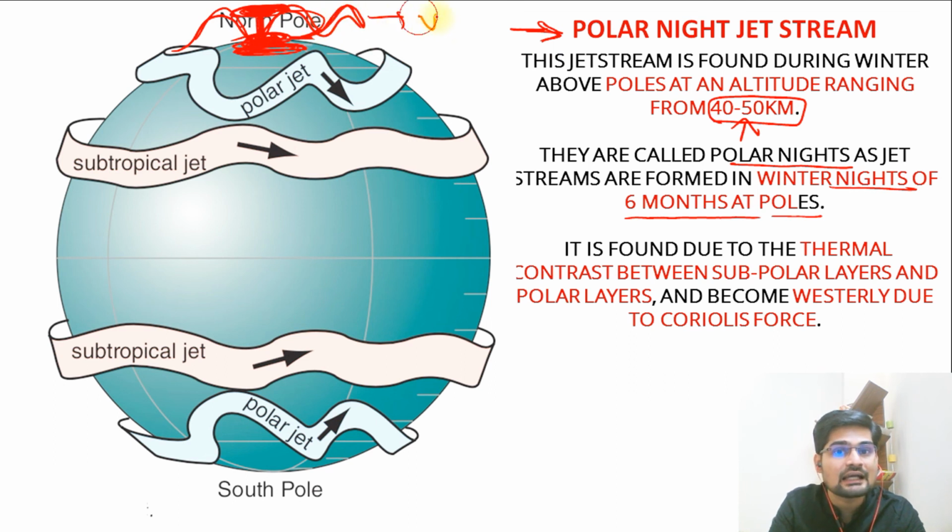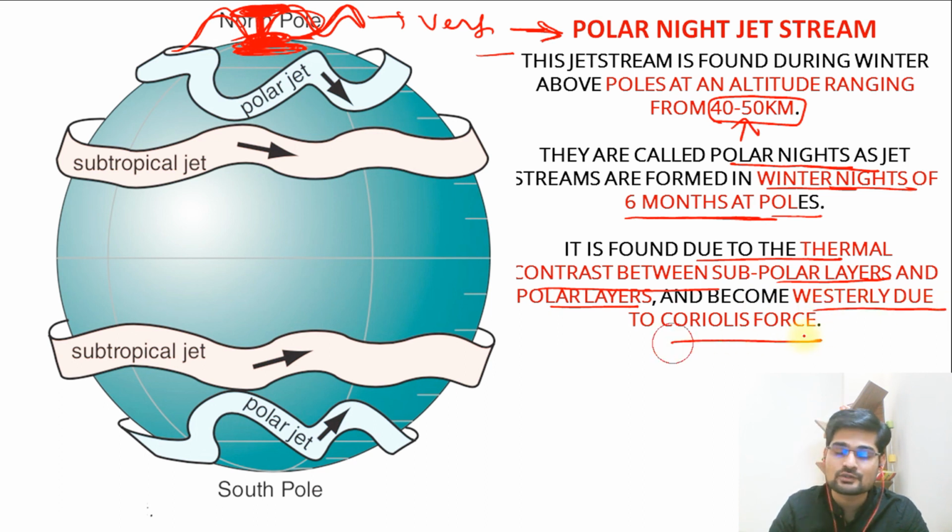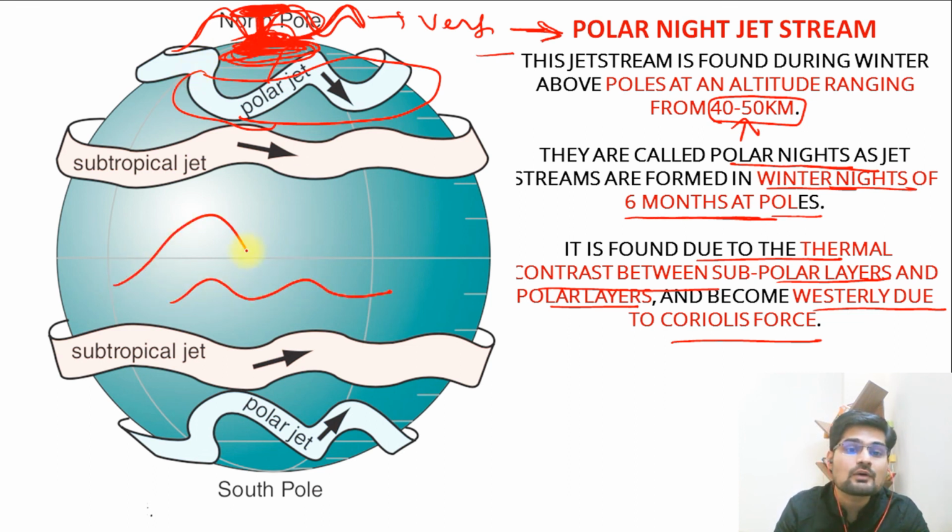Now this is a vertical kind of jet stream that you see. They are called polar night jet streams as they are formed during the extremely long winter nights, about 6 months at the poles. It is formed due to the thermal contrast between subpolar layers and polar layers, and becomes westerly due to the Coriolis force. So remember, there is a thermal contrast. Already we know this polar area, subpolar area, there is a thermal contrast, and also the ground factor is important here. So this is not a normal meander, but it is also about this altitudinal factor, right? So both impact the formation of the polar night jet stream.